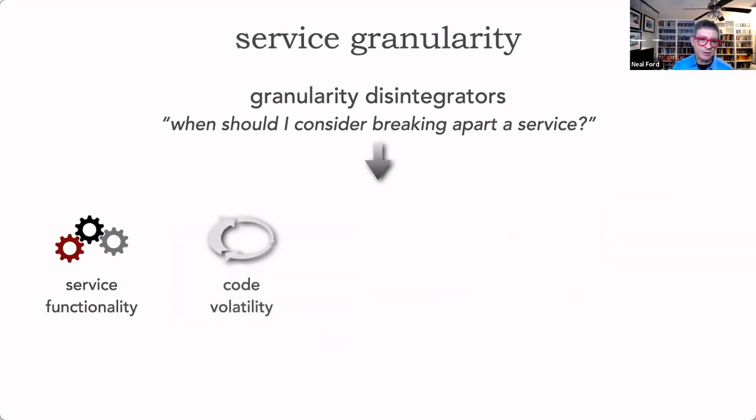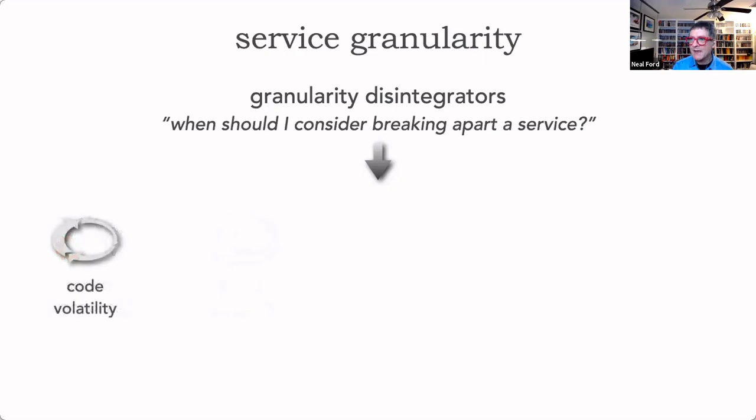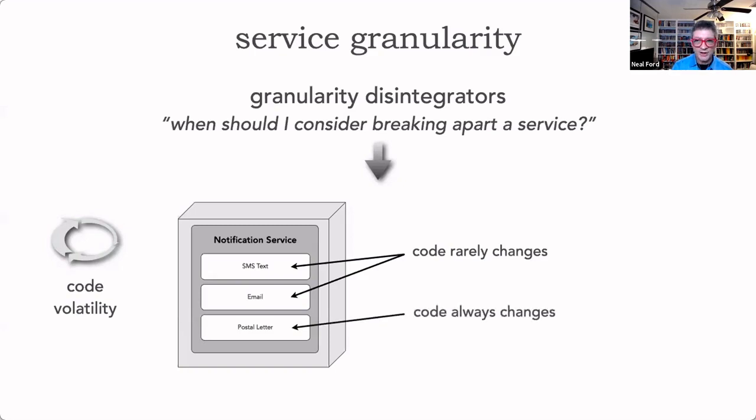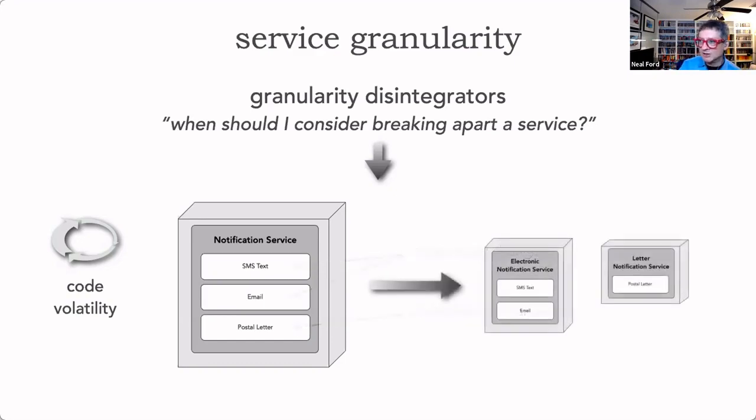The second disintegrator is code volatility. And this is really about how fast code changes. This is a measure that you can get out of a lot of source code repos. And so let's say that for various domain reasons our SMS code almost never changes, SMS and email, but our postal changes all the time because of configuration and postal rules and a bunch of other stuff. And so following volatility-based decomposition, you might say, okay, well, electronic notification versus letter notification.